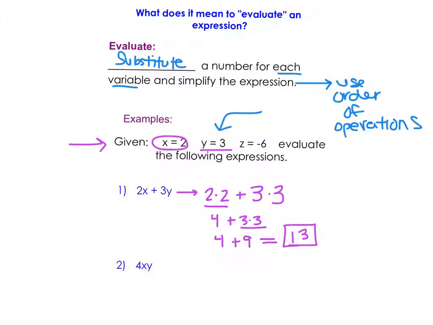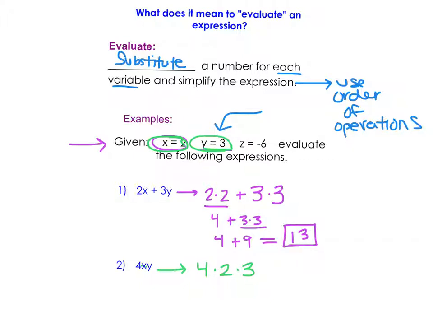Now if I look at the next example, I see 4xy, and when things are smushed together, remember that's multiplication. So we're going to start this problem by substituting in a number for each variable. So I see x is 2 and y is 3. So I have 4 times 2 times 3 because I'm substituting in the values for x and y.